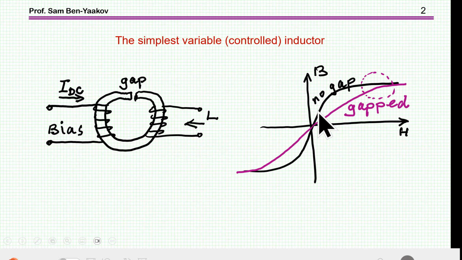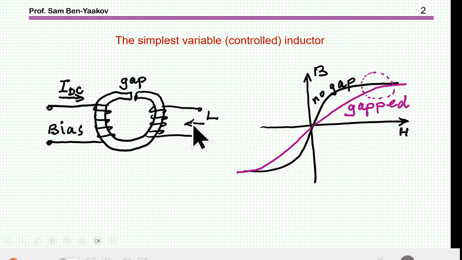Now, without gap, we have this BH curve. Now, with the gap, we have this curve. And here we have a fairly long portion which is linear, so the permeability doesn't change much. We have to go all the way here, that is, to feed fairly high current in order to see a change in the permeability and therefore in the inductance.